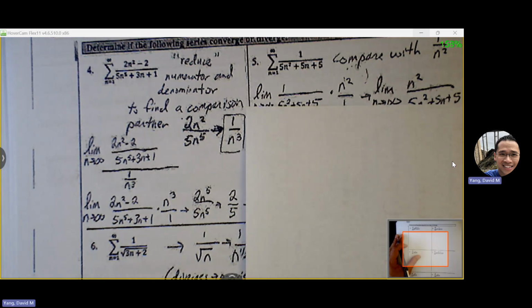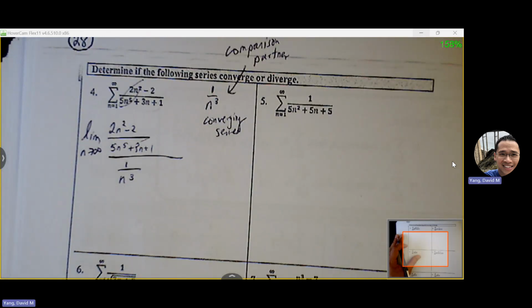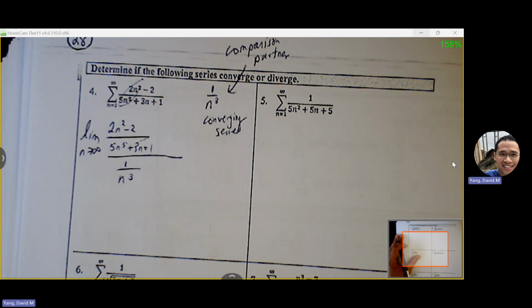All right, number 5. If we want to do limit comparison test, what's a good comparison partner for this one? Yeah, you can do 1 over n squared or 1 over 5n squared. I typically like to just create the simplest version possible. So what do you know about 1 over n squared? Convergence. Okay, 1 over n squared converges.